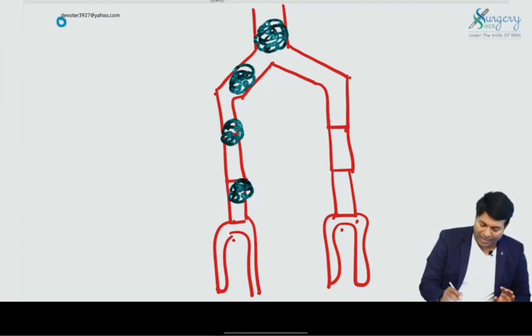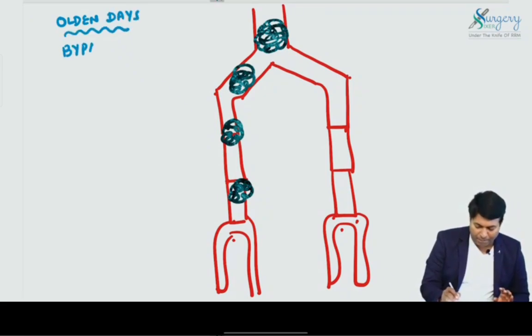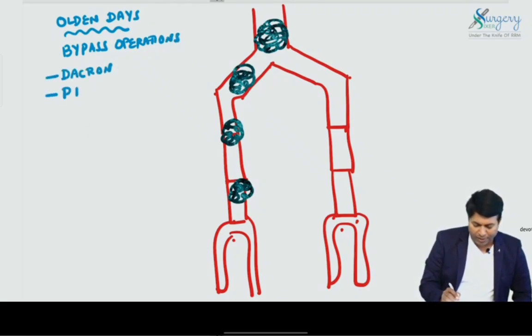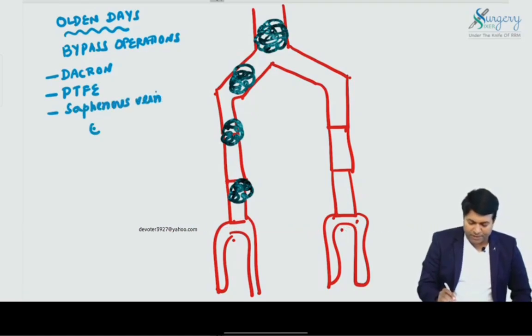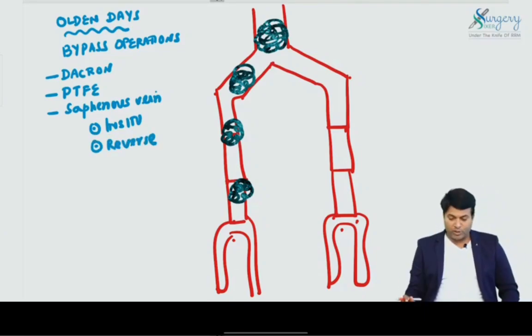In olden days, what did we used to do? The treatment for these patients was bypass operations. Bypass operations are done with the following materials: either Dacron, polytetrafluoroethylene, or the patient's own saphenous vein, which can be of two types: in situ saphenous vein or reverse saphenous vein. Very important topic I'm discussing. Please don't forget: in situ saphenous vein and reverse saphenous vein.